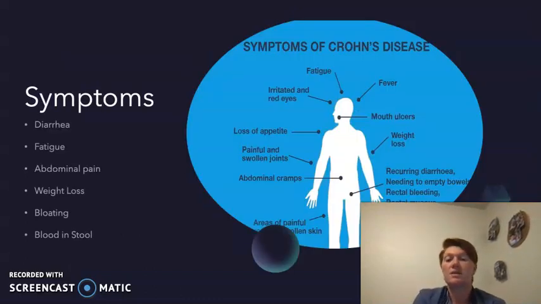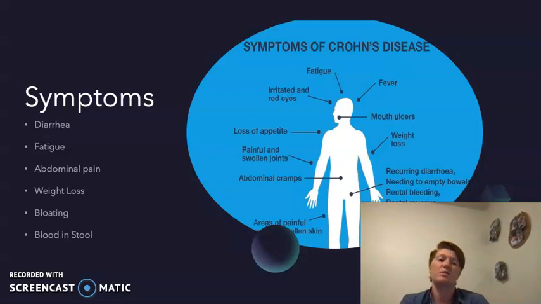The symptoms of Crohn's vary within the different types, but they include diarrhea, fatigue, abdominal pain, weight loss, bloating, and blood in stool. Some may experience a fever, loss of appetite. The joints could be swollen and painful. There could be mouth ulcers as well.